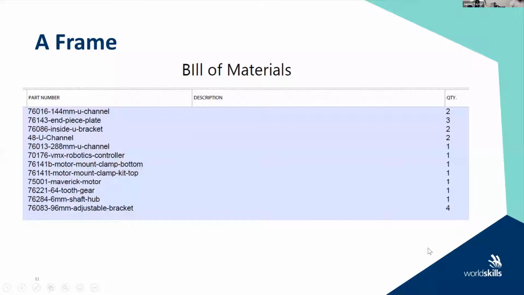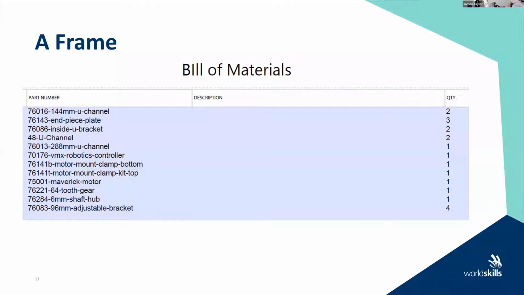How's that? All right. So this is the A-frame bill of materials right here. It'll be in the document for you. Bill of materials. There's two 144 millimeter U channels. You have your end piece plates in here, quantity 3, that we use to put the channel together. The end piece plates are sort of like the motor mounts, but not like the motor mounts that we put in the other day. They're going to go into the end of the channel so that you'll be able to put the channel together.